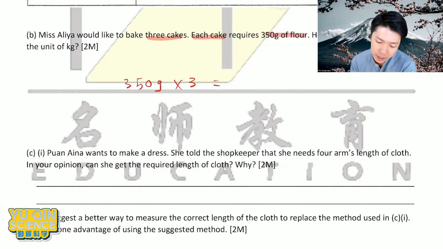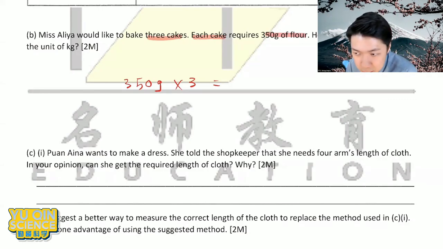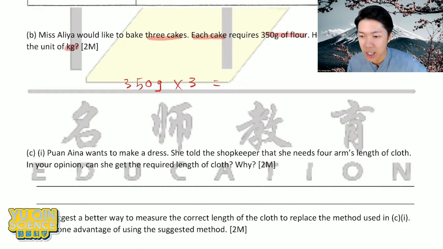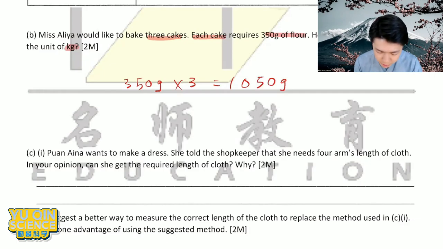Oh, but wait, that's a trick here, ladies and gentlemen. There is a trick. How much flour is needed in the unit of kg? Oh, I thought it was so easy. Okay, so 350 times 3, we have 1050 gram.